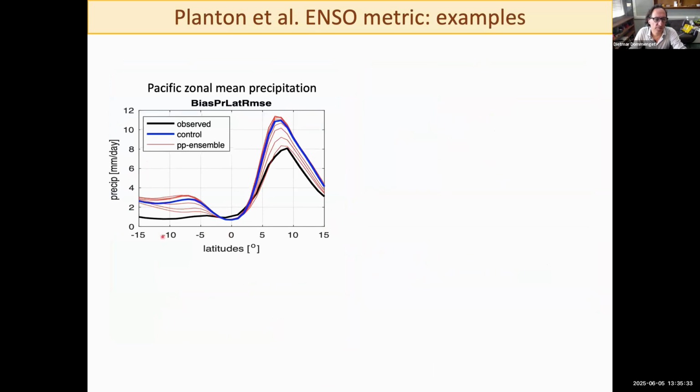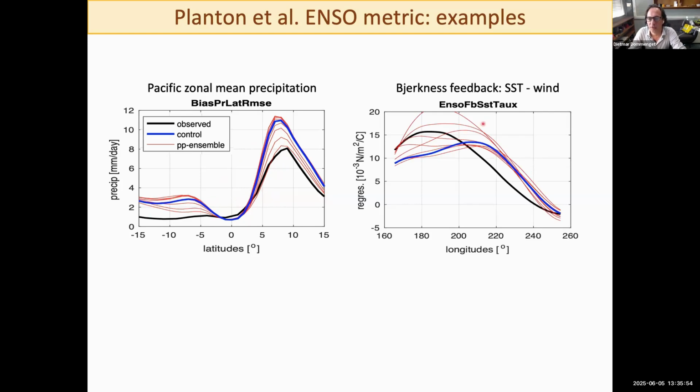Just an example here. This is the Pacific zonal mean precipitation. So here's the equator, southern hemisphere, northern hemisphere. Black is observed, blue is the control run, and red are a set of example simulations where we perturb a parameter. And you can see the model rains too much, specifically in the southern hemisphere. It has this double ITCZ problem, like most models. Another parameter here is the Bjerknes feedback, the SST-wind relationship. The black curve is what should be observed, and the blue is what the model does in the AMIP simulation. You can see it varies, but it's not totally off in terms of amplitude, but it's a bit displaced.